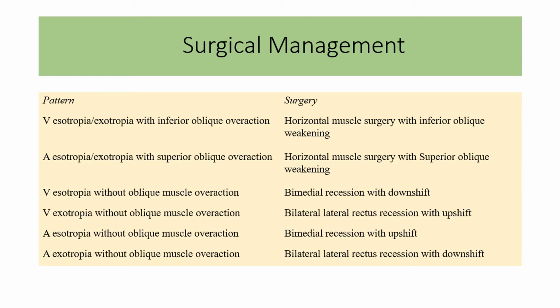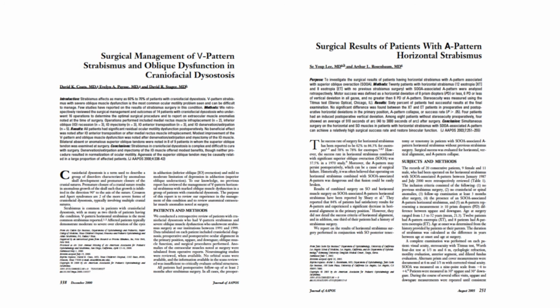Now this is an algorithm which is given of how you are going to take care of V esotropia and A esotropia patterns, and the basic fundamental is to remember the obliques. If you have an A esotropia with a superior oblique overaction, then weaken the superior oblique, it will take care. And these are some of the studies which are there, this one by Rosenbaum, which has shown how the A pattern with superior oblique weakening has given a good result, and they are now talking about V pattern in cases of craniofacial dysostosis, where it is a complicated surgery and you have to be careful which muscle you are handling.